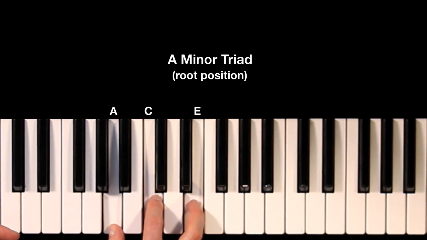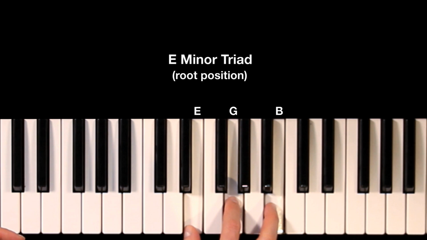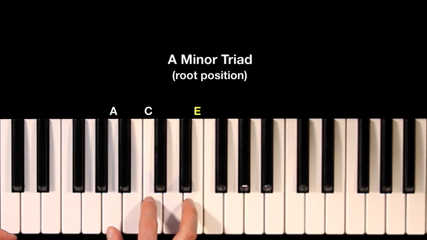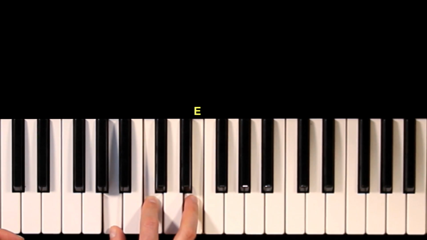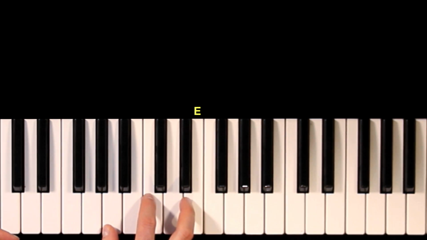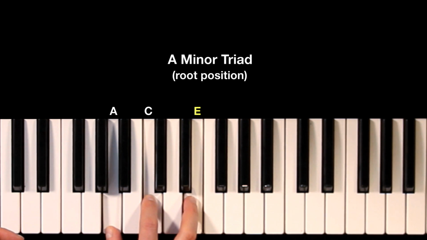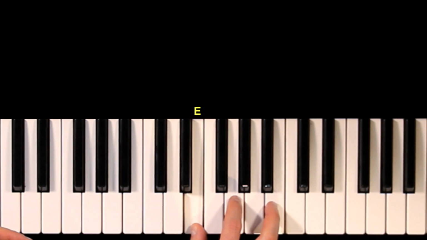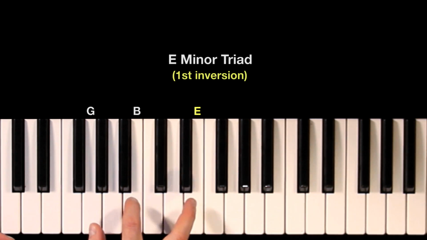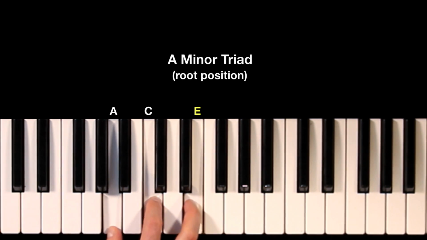Now moving from A minor to E minor would be this. Quite a leap. The common tone here is the E. So what I'm going to do is keep this E. Instead of playing the G and the B up here, I'm going to play the G and the B down here. So I'm moving smoothly from A minor to E minor.